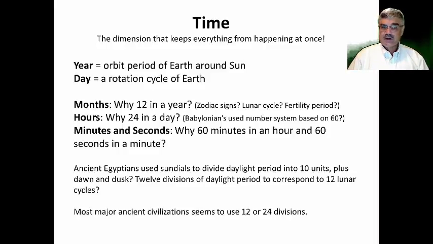There is some thought that the numbers 12 and 24 for the hours in a day are based on the ancient Egyptians' use of sundials, in which they divided the daylight period into 10 units. 10 units of daylight plus a unit of dawn and dusk. So that would be 12. And then they rationalized that if there were 12 of these divisions when the sun was above the horizon, then there should be 12 divisions of darkness. So 12 plus 12, 24. And it turns out that most major ancient civilizations landed on the numbers 12 and 24 for the number of divisions in a month and in a day.